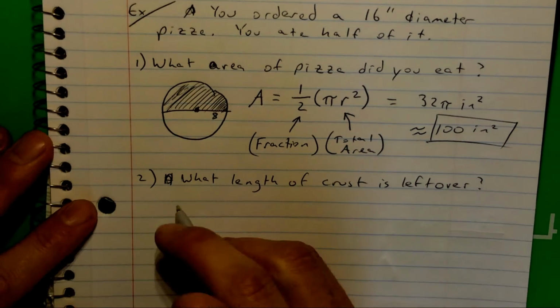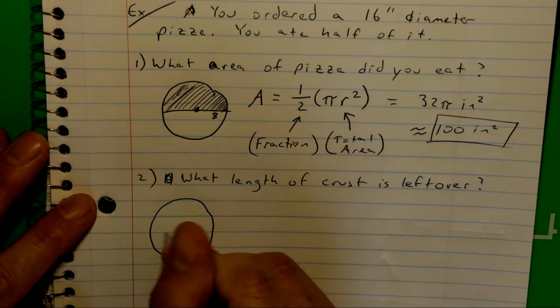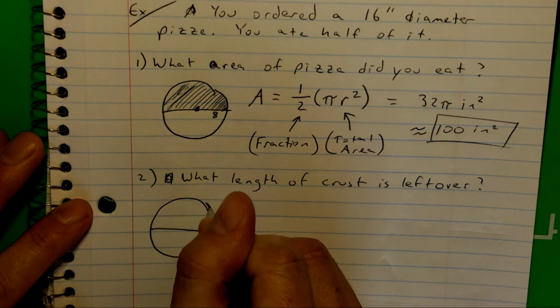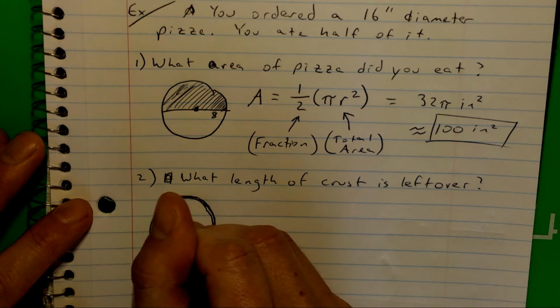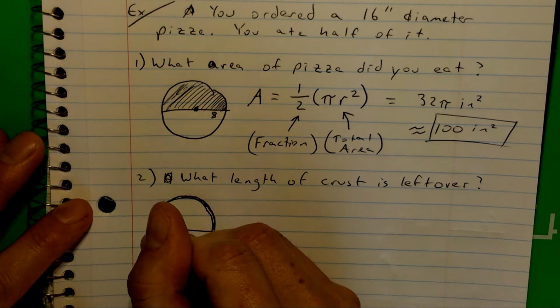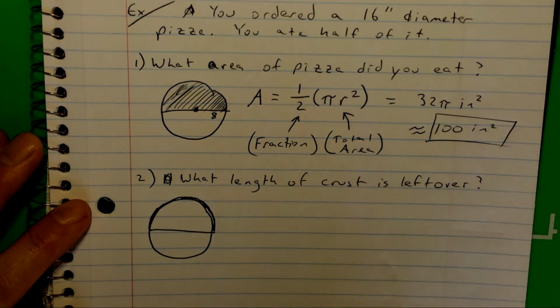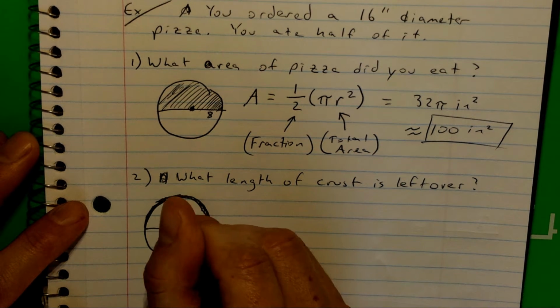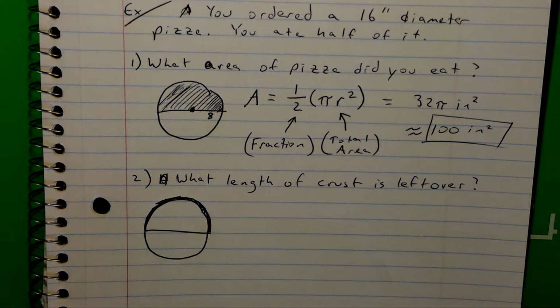All right, so again, I've got half of a circle. So I'm going to draw in that half a circle's worth of crust that's left behind. And this time I'm not measuring its area, I'm measuring its length. So take a second, let's think about it. How would I do this?